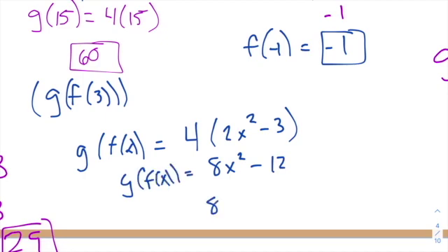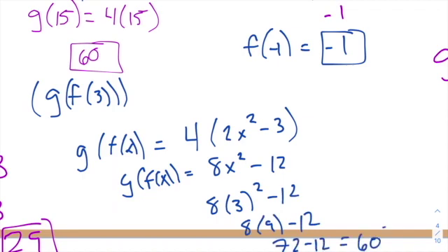And I could have said 8 times 3 squared minus 12. That's 8 times 9 minus 12, 72 minus 12. And when you look at that, it's equal to 60. And it would be a problem if they weren't equal. That would show you that the math doesn't work. So I could have done this that way as well.